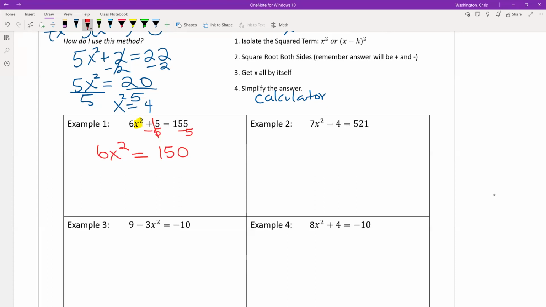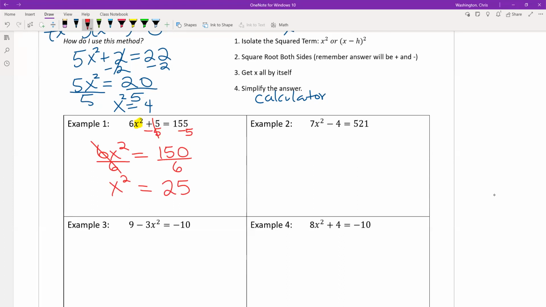The 6 is being multiplied by the x squared, so to move the 6 to the other side, we divide by 6 on both sides. The 6's cancel out. We get x squared equals 150 divided by 6. Type that in the calculator if you need to. That is 25 in this case.